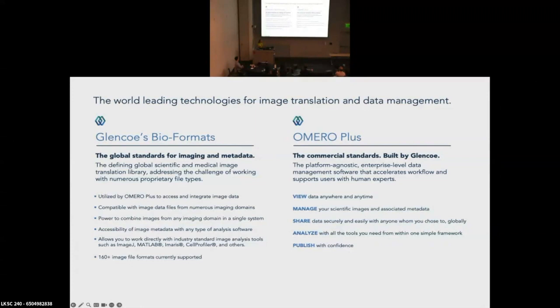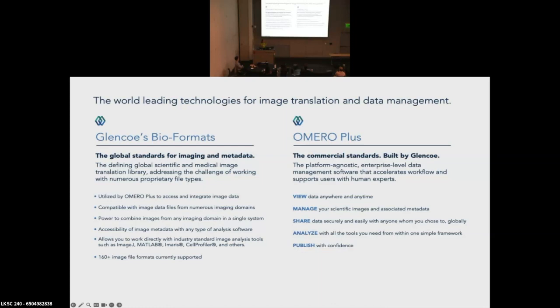It's compatible with imaging data from a number of different imaging domains, which means that in a system that's using Bio-Formats, you can take imaging data from a variety of different platforms and do the same things with them, whether that's looking at your images, analyzing your images, or annotating your images, because you're using Bio-Formats to make all the data effectively look the same, to translate between those different formats.